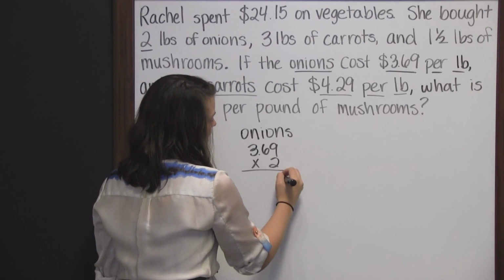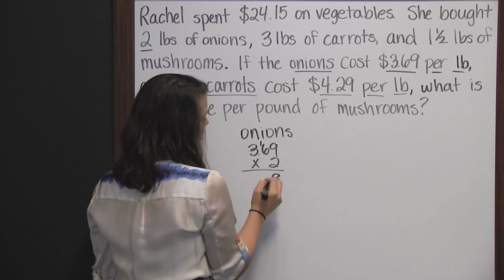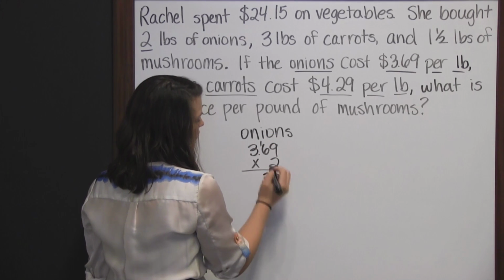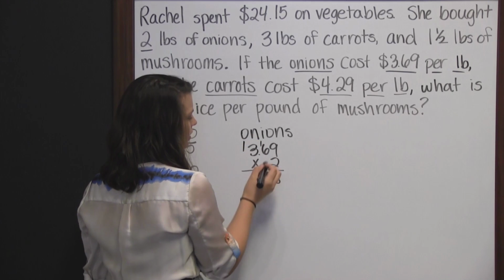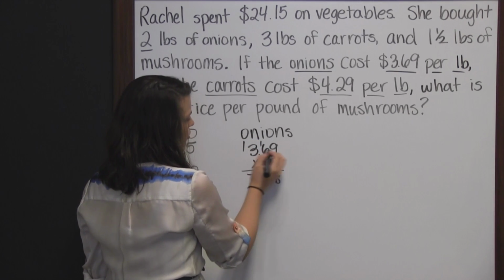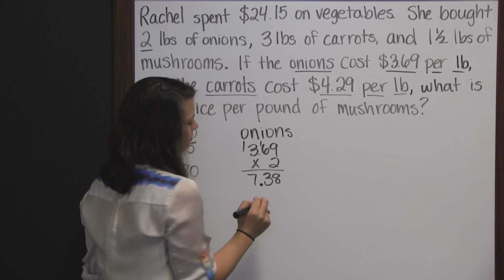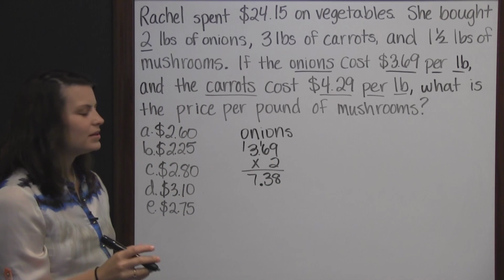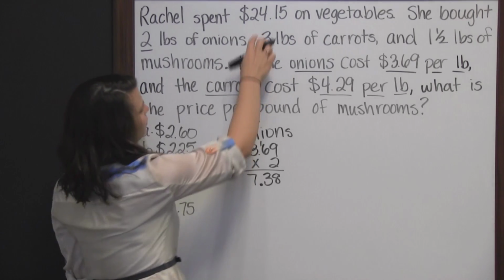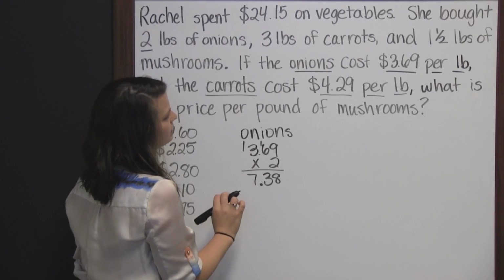So 2 times 9 is 18, carry the 1. 2 times 6 is 12 plus 1 is 13, write the 3, carry the 1. 2 times 3 is 6 plus 1 is 7. 2 numbers behind the decimal, 2 numbers behind the decimal. So that means she spent $7.38 out of her total on onions.